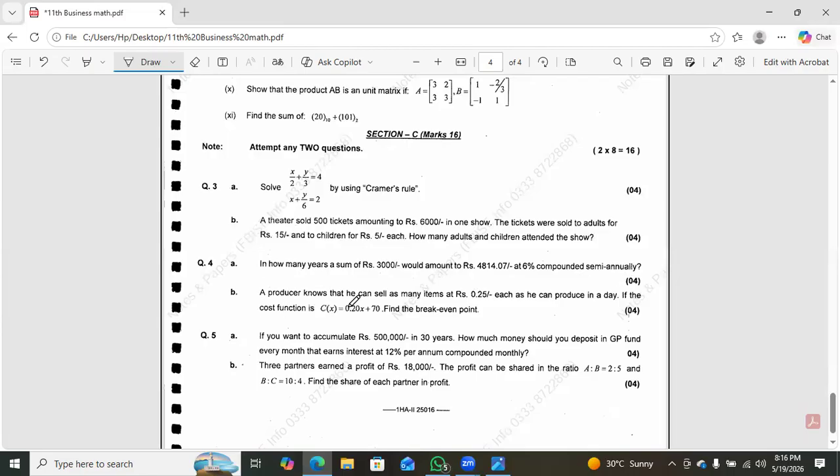A producer knows that he can sell as many items at rupees 0.25 each as he can produce in a day. If the cost function is this, find the break-even point. If you want to accumulate rupees 500,000 in 30 years, how much money should you deposit in a GP fund every month that earns interest at 12% per annum compounded monthly? Three partners earned a profit of rupees 18,000. The profit is shared in the ratio A to B is 2 to 5 and B to C is 10 to 4. Find the share of each partner in profit.